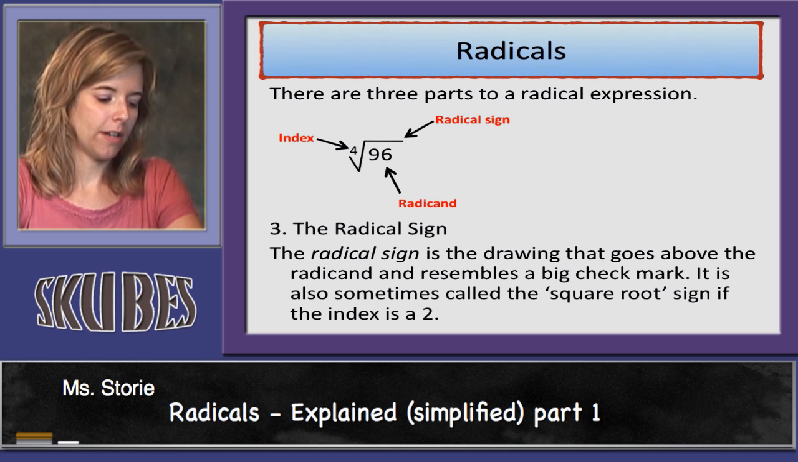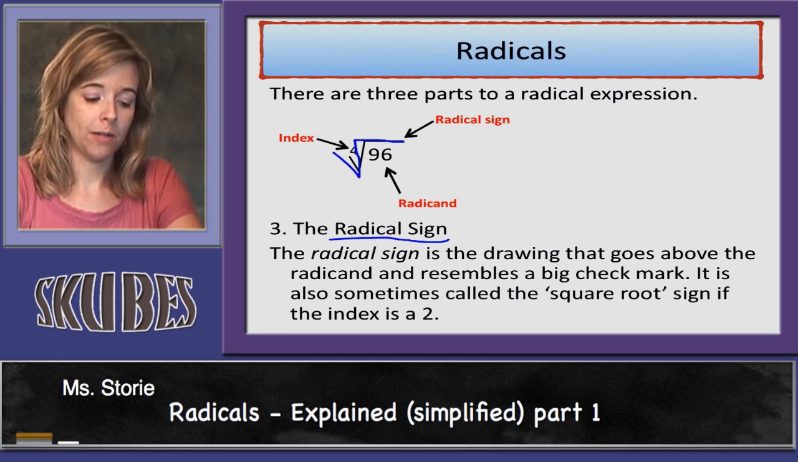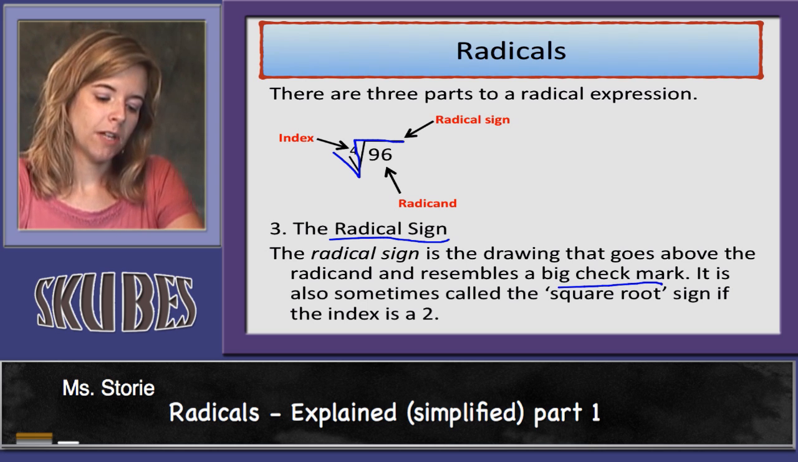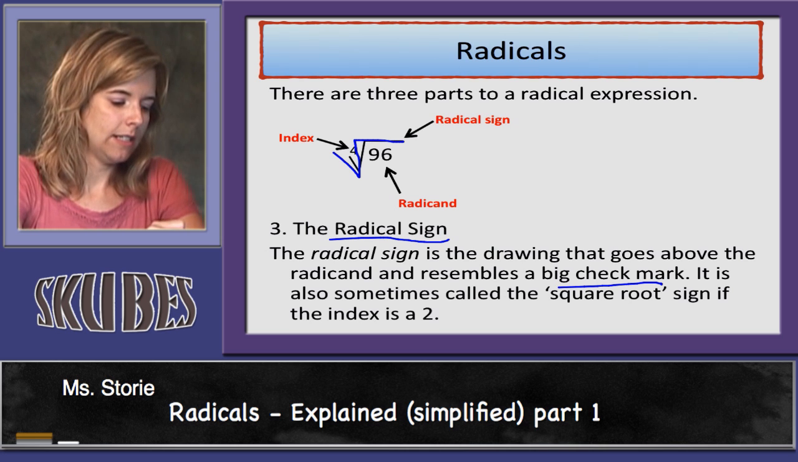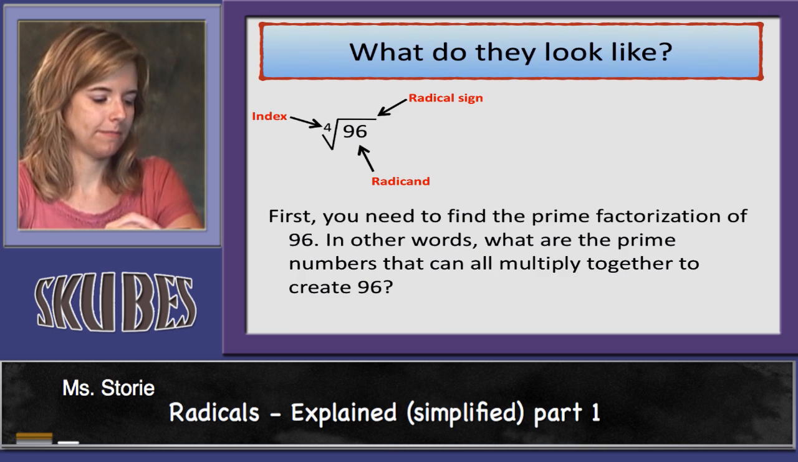And then the third part is the radical sign. It's that funky looking check mark. It's the drawing that goes above the radicand, and it resembles a big check mark. It's also sometimes called the square root sign if that teeny tiny index number is a 2. Otherwise, it's just the radical sign.